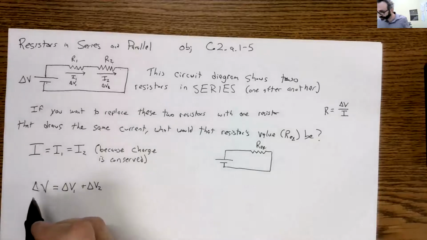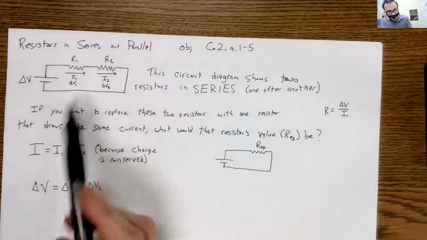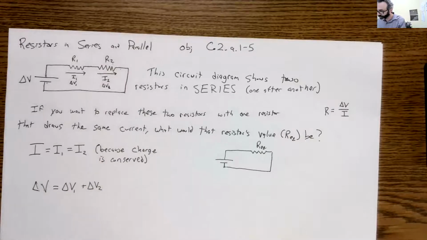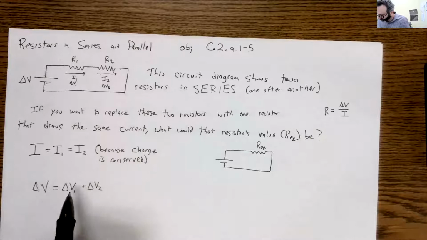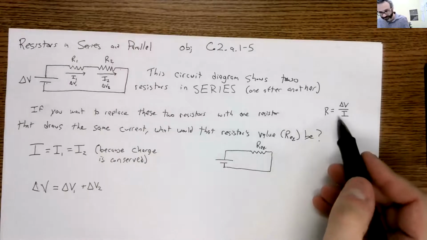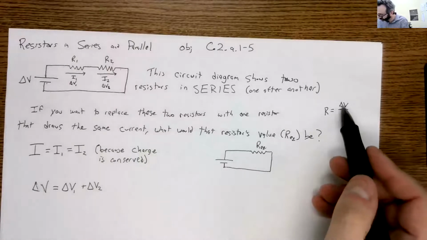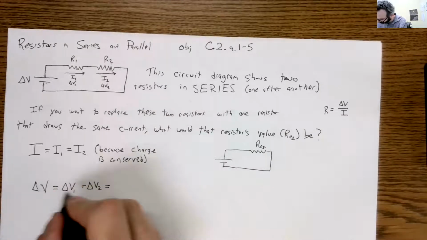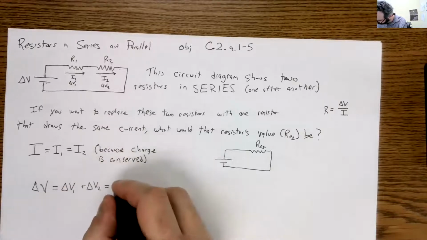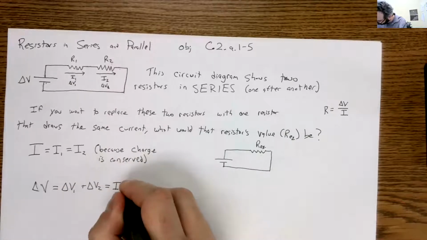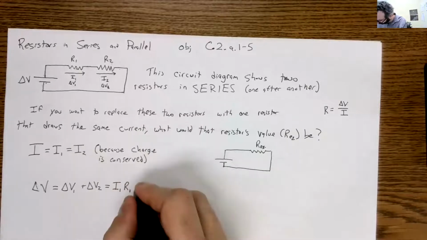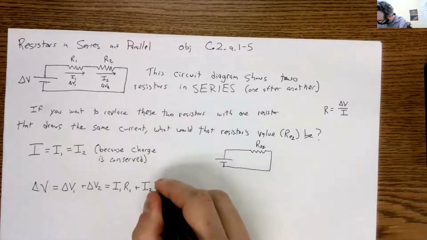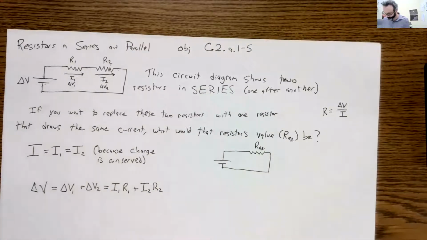So we know that these two potentials have to add up to the total potential. I'm going to continue using the definition of resistance. If I rearrange this, delta V is just the current times the resistance. So delta V1 is going to be the current 1 times resistor 1, and delta V2 is current 2 times resistor 2.